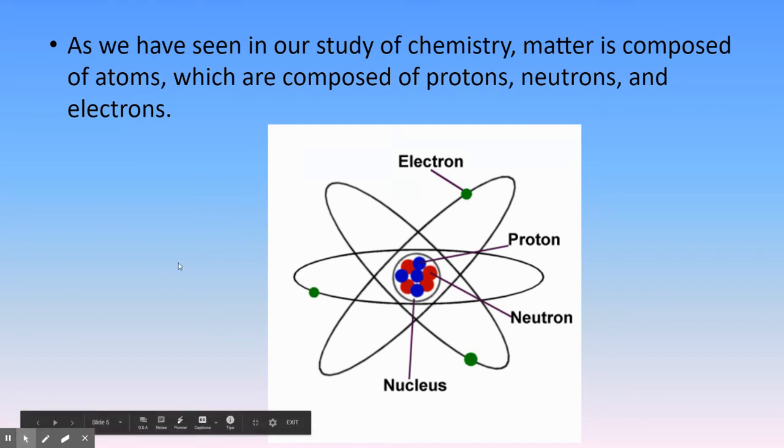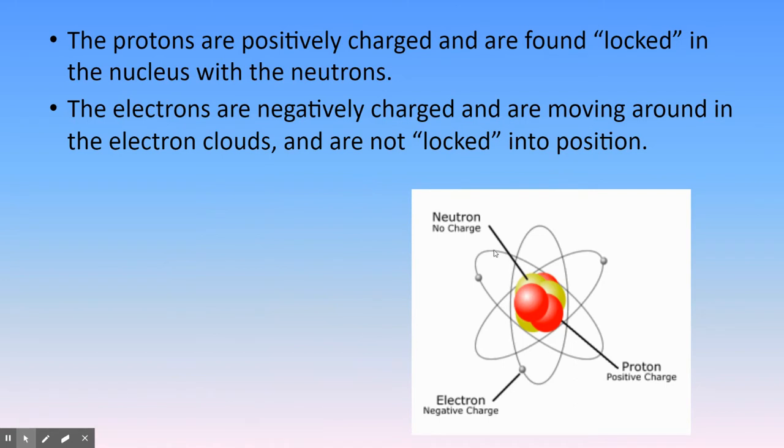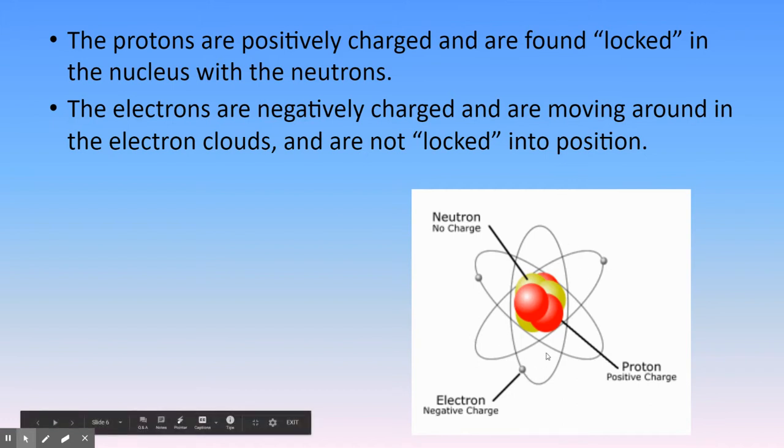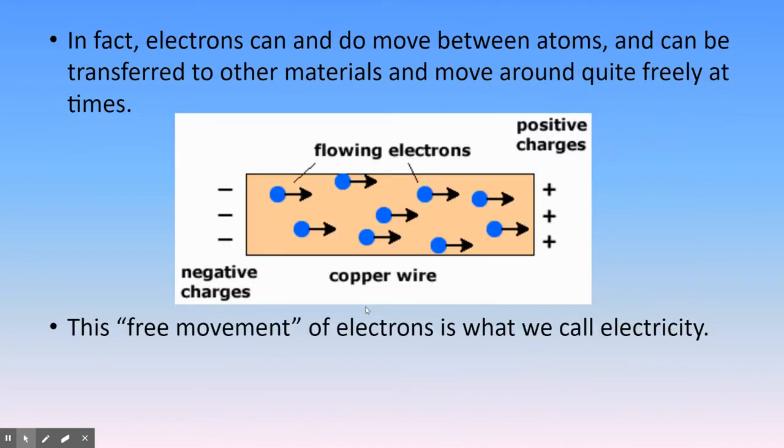Okay, so the next slide, if we look here, the positive protons are in this nucleus and they are locked in there with the neutrons that have no charge. They don't move around freely, they're stuck. But the electrons are moving around and they're the negatively charged ones and they're not locked. They're going all around. The interesting thing about electrons is that they can actually move between atoms. They can be transferred through the material and they can move quite freely.